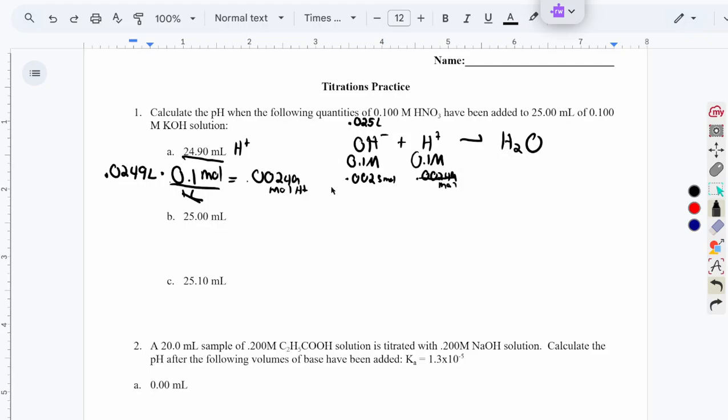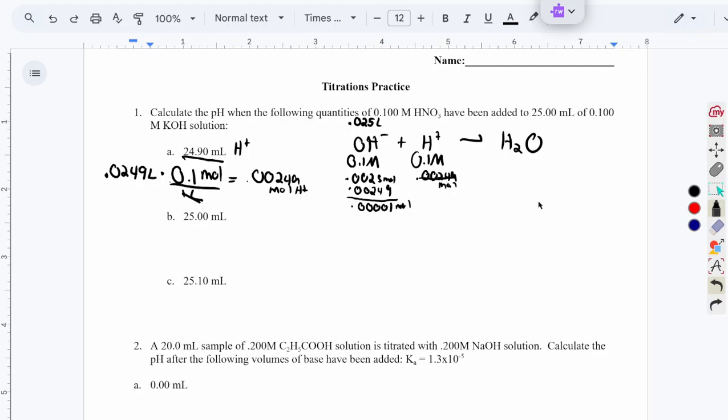And again, because it's in a 1-to-1 ratio, the amount of the OH that gets used up is going to be 0.00249 moles. So let's subtract that out. And we're going to get 0.00001 mole of OH minus left over. That's how much is left over.